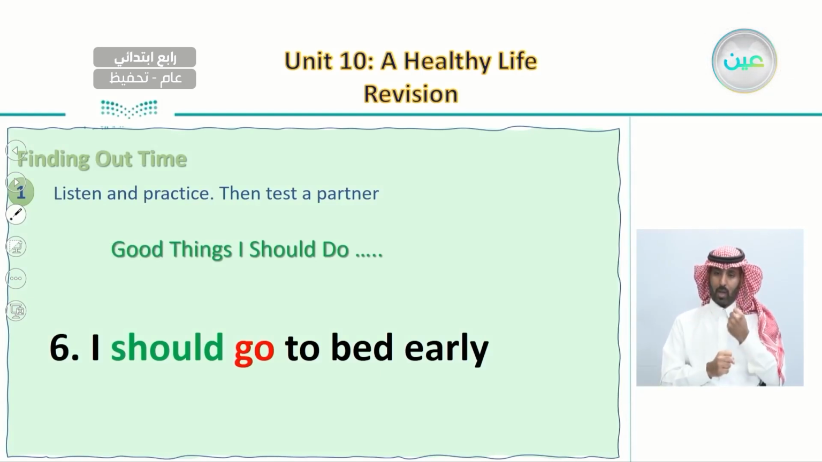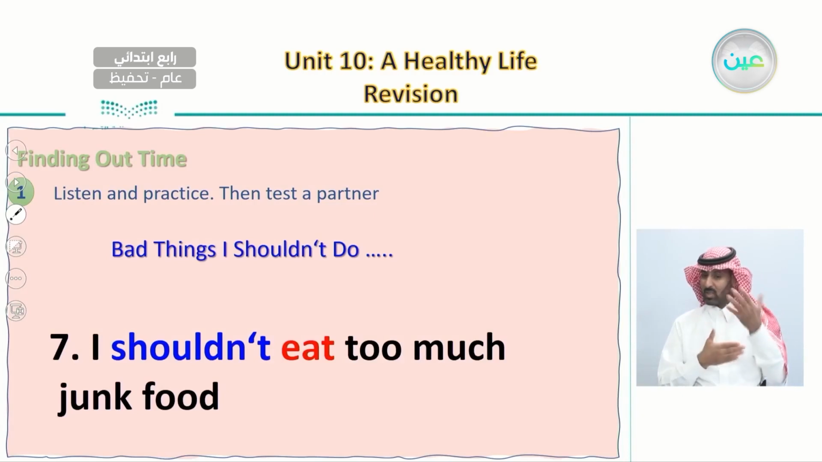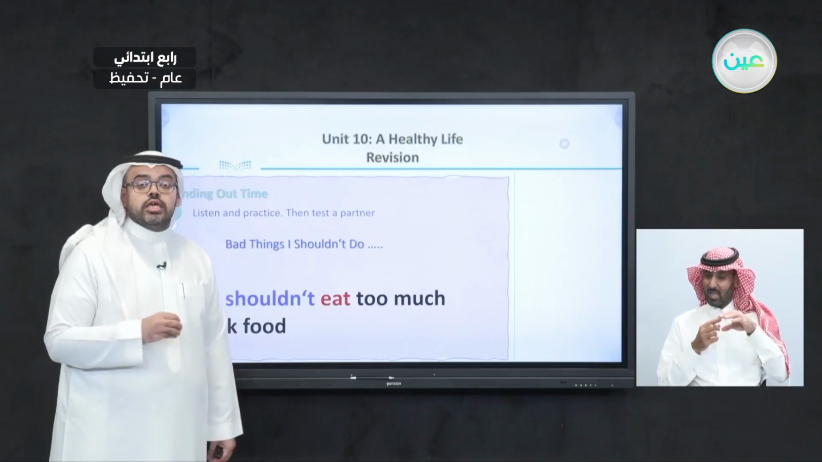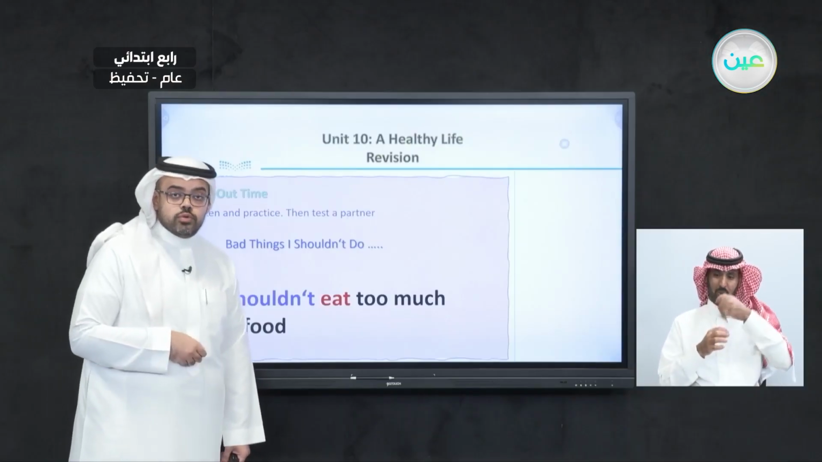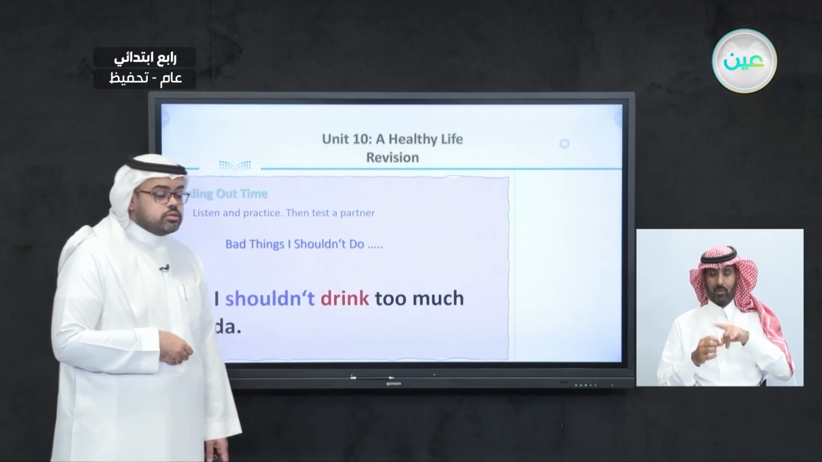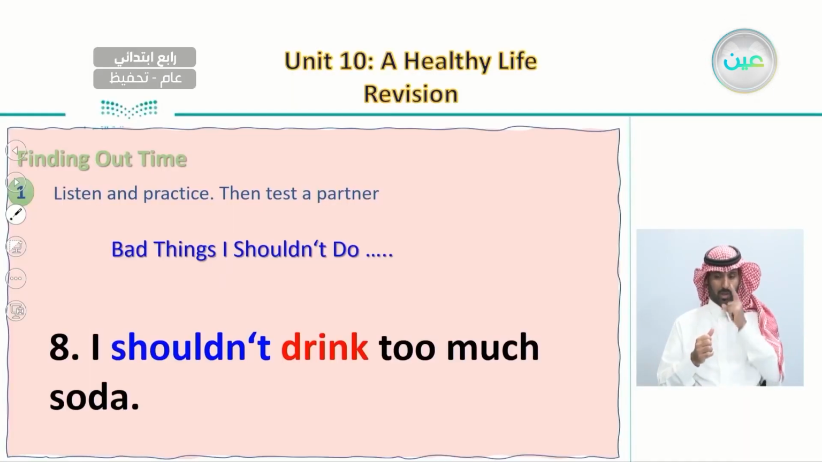Now let's listen to the other bad things that we shouldn't do. Number 7, these are the bad things that we shouldn't do. For example, I shouldn't eat too much junk food. And number 8, I shouldn't drink too much soda.